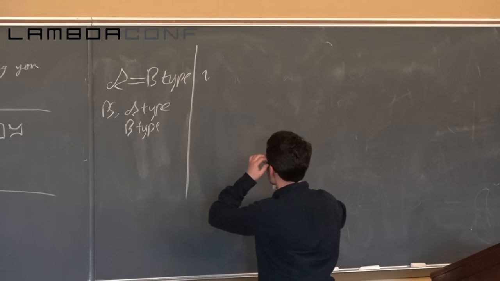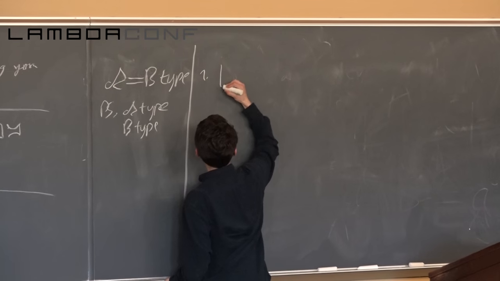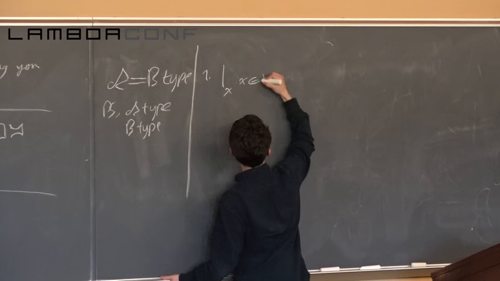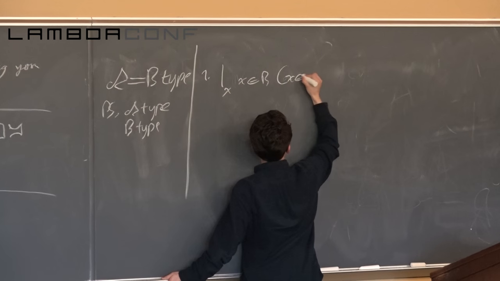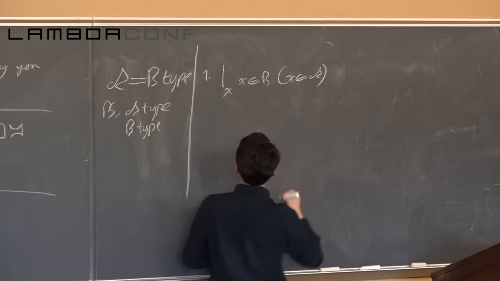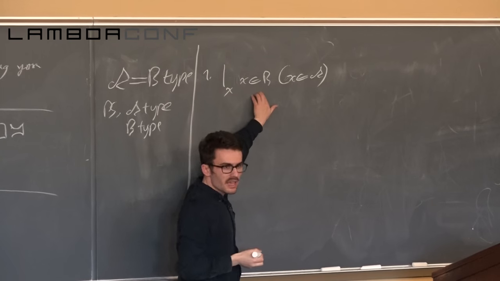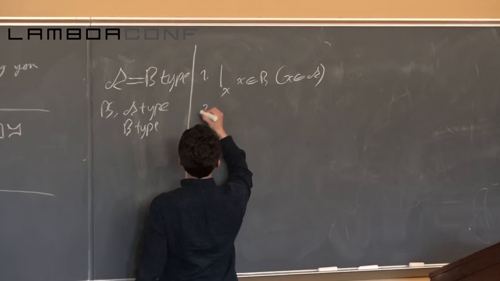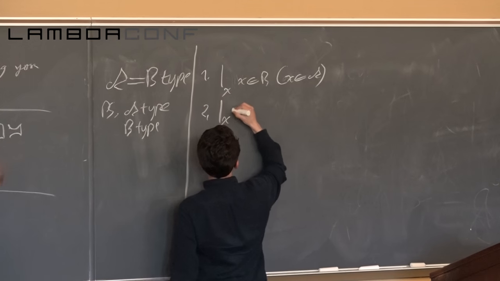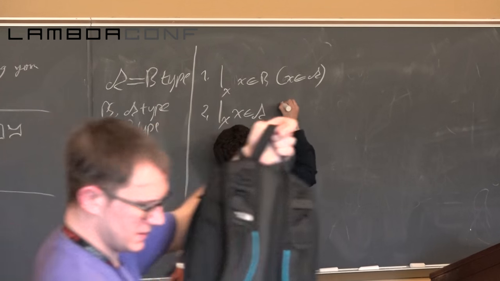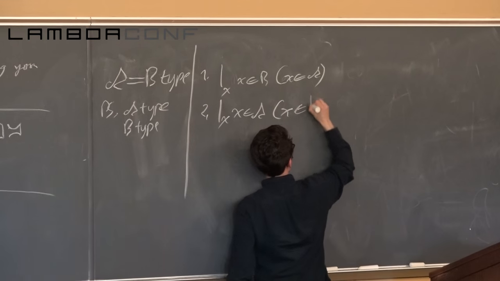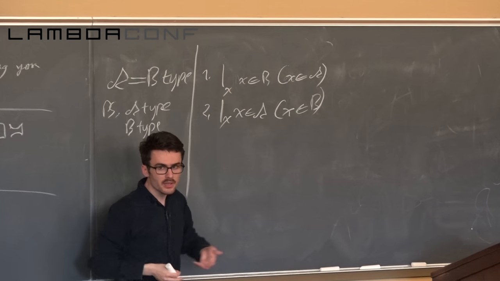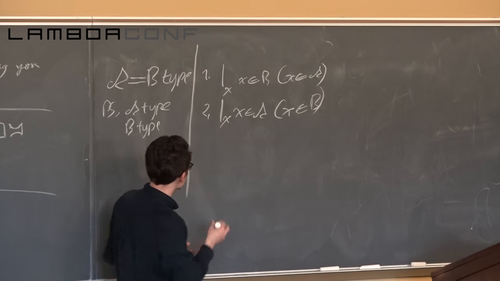One, that for any x, we read this: x is a member of B, assuming that x is a member of A. The second one is that x is a member of A, assuming that x is a member of B. So this just says the two types contain the same elements.